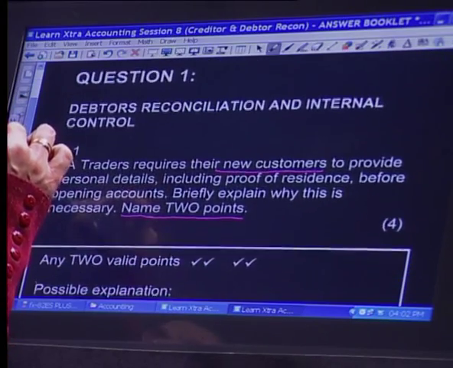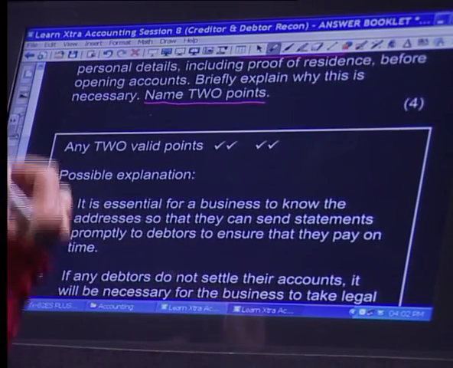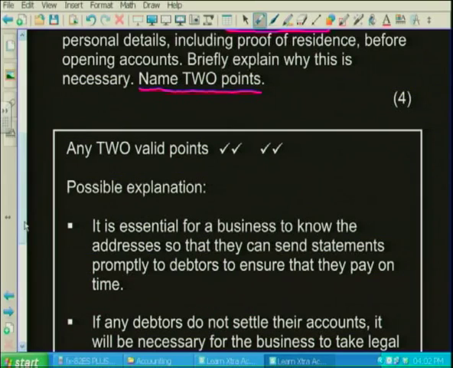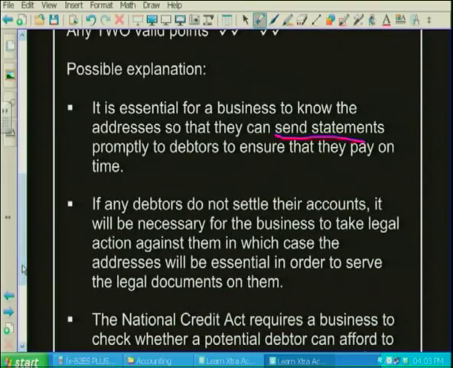We've already discussed the first part of the answer, but let's go through it. It is essential for a business to know the address so that they can send statements promptly to debtors to ensure that they pay on time. Right, another point to consider.